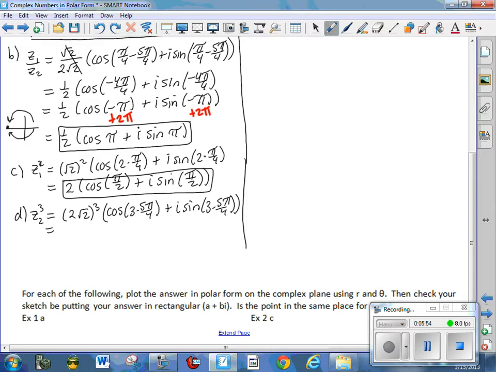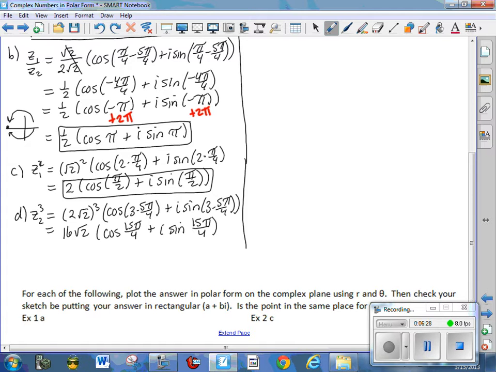Well, 2 square root of 2 cubed is 2 times 2 times 2, which is 8. Square root of 2 times square root of 2 times square root of 2. Well, square root of 2 times itself is 2, and then you have another square root of 2 left over. So basically it's 8 times 2 square root of 2, which is 16 square root of 2. Write it out if you need to convince yourself. Then this is cosine of 15 pi over 4 plus I sine of 15 pi over 4.